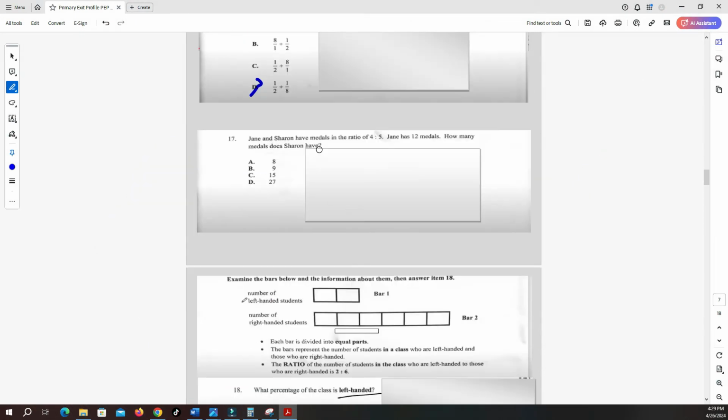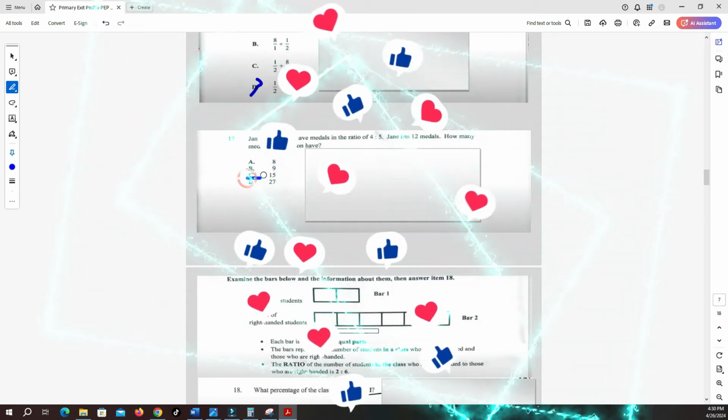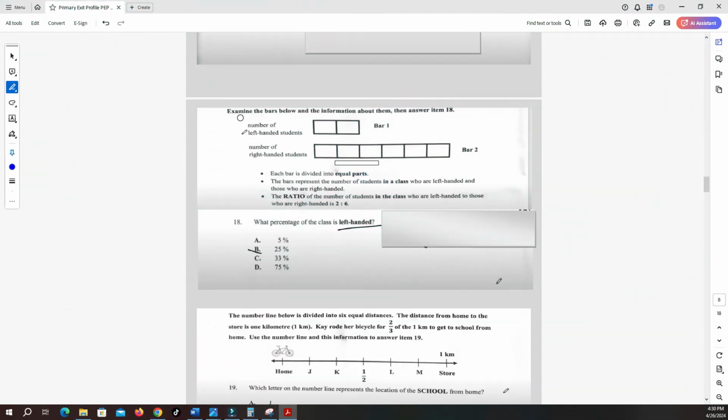All right, so Jane and Sharon have medals in the ratio of 4 to 5. Jane has 12 medals. How many medals does Sharon have? So Jane comes first, 4. Sharon comes second, 5. So Jane has 12 medals. So Sharon must have more medals because it's 4 to 5. So if Jane has 12, it's definitely 15. So the answer is 15.